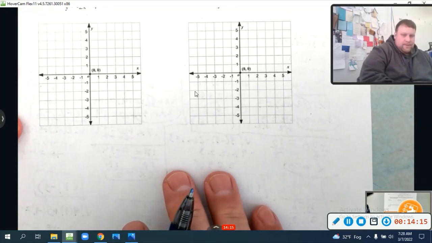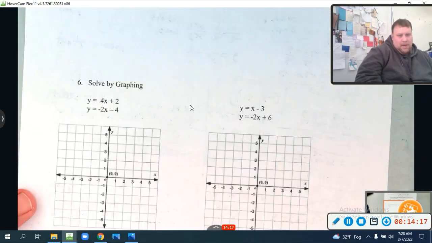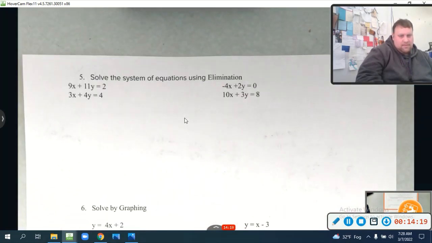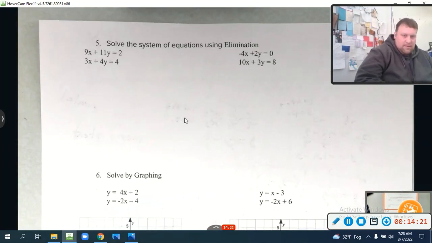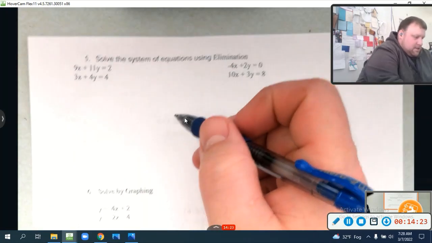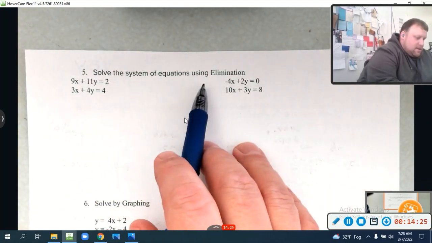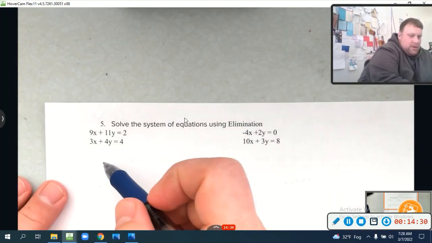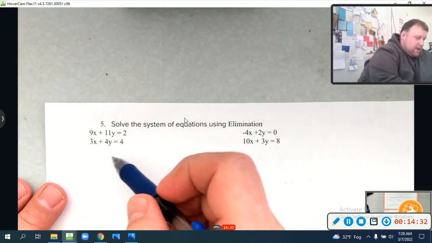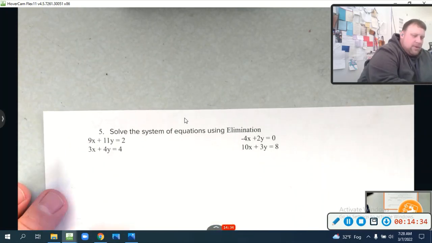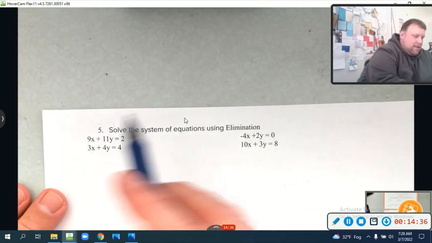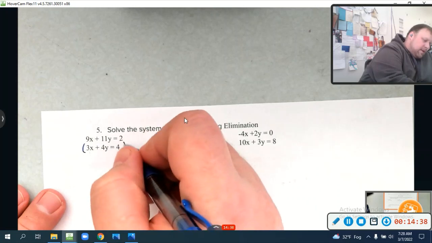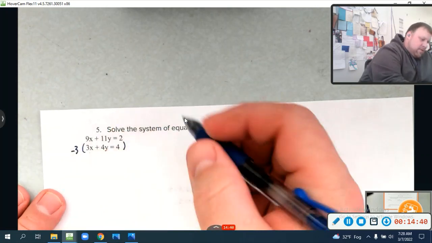Okay, we have more solved by elimination. Let's look at this. Solve systems of equations using elimination. Okay. So notice now they're not equal and opposite, but I do know I can turn a 3 into a 9 pretty easy, but I need it to be negative. So I'm going to multiply this bottom equation by negative 3.